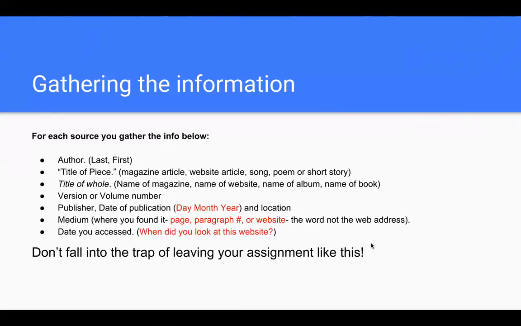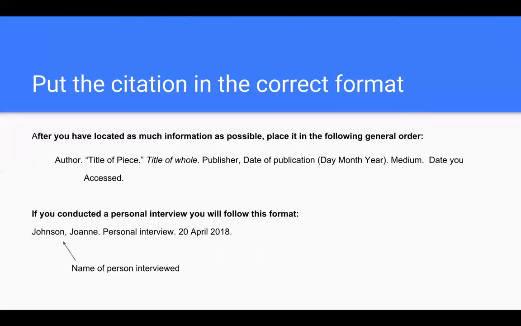Okay, so please do not fall into the trap of leaving your assignment like this. I get a lot of people that just submit the bullet point list because they didn't quite scroll down far enough and see that the next step is putting it into the citation format. So we want to make sure that we always put our citations in the correct format. After you've located as much information as you can, you put it in this general order. If you don't have something, that's okay. If it's not a part of that website or it's not a part of that article, you're not required to put every single thing in if it's not there. But if it is there, you need to make sure that you have it.